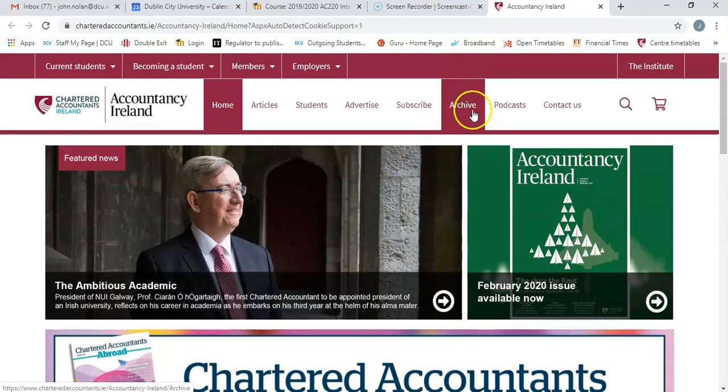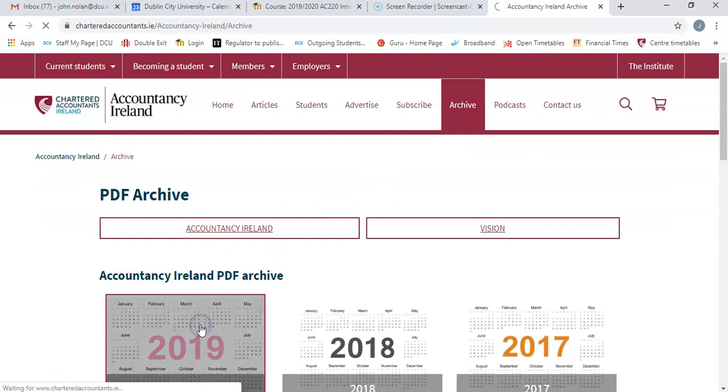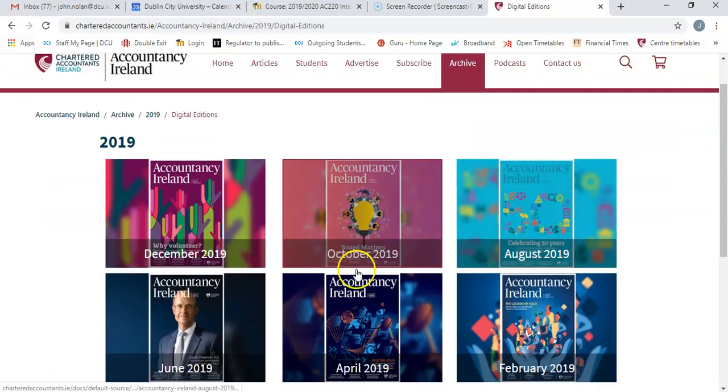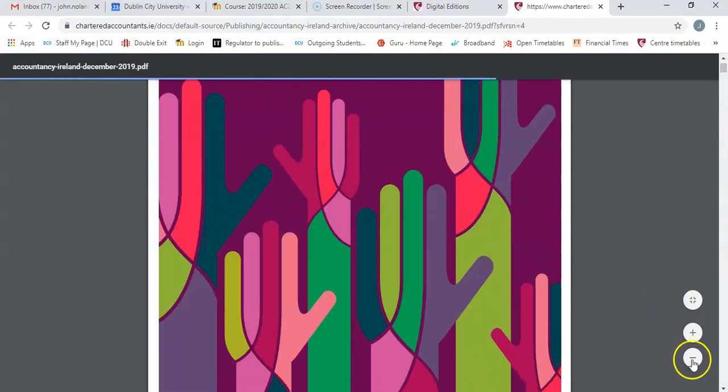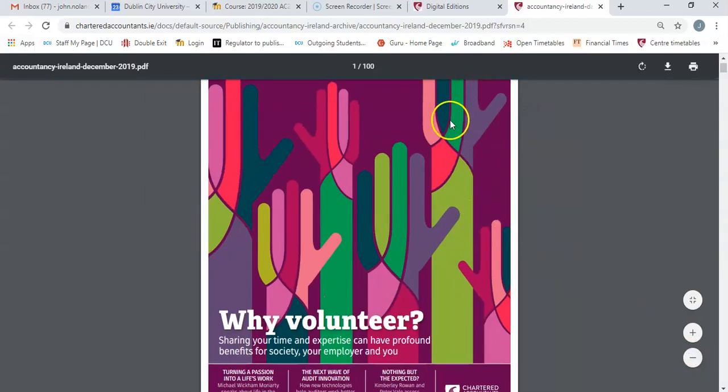So if you go to archive, when you get there, you get all the older copies. So I'll just go into the more recent one, go to 2019. They go back all the number of years. We'll take December 2019 as an example. So you can see here it's a whatever page magazine, 100 pages.